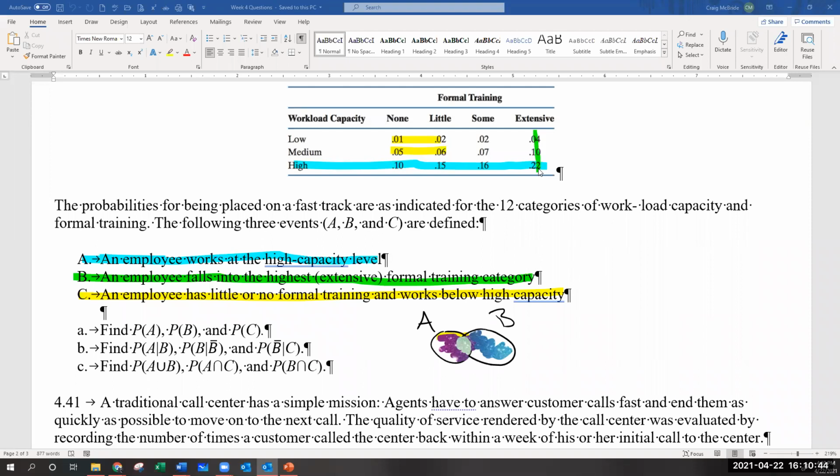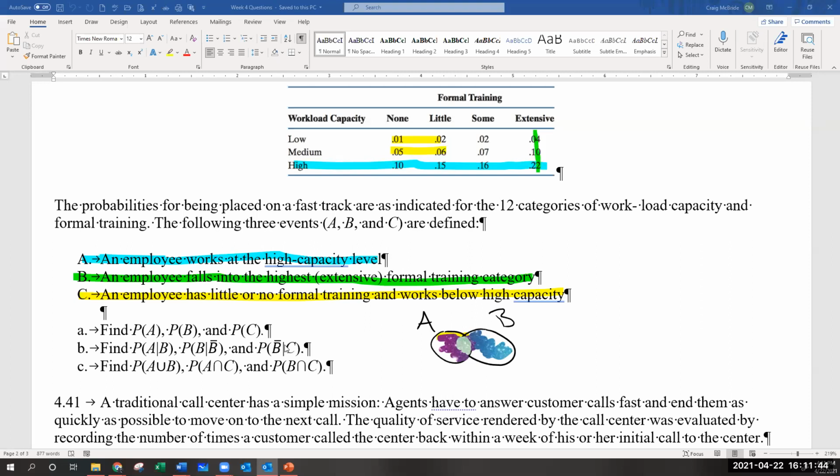Okay. Next one. So it would say, what's the probability of B, given that B is the total? You talking about 4.26B, the second part? Yeah. So this is, what's the probability that we have B, given that we don't have B? Because B with a line over it is the complement of B. So this is basically asking, what's the probability that an employee falls into the highest extensive formal training category, given that our employee does not fall into the highest extensive training program? And it's zero. It's impossible. So trick question. Yeah, pretty much. The same as the next one. You can't work at high capacity and low capacity. Correct. You can see from the coloring up here, there's absolutely no intersection between yellow and green.